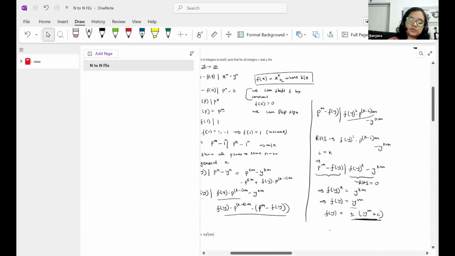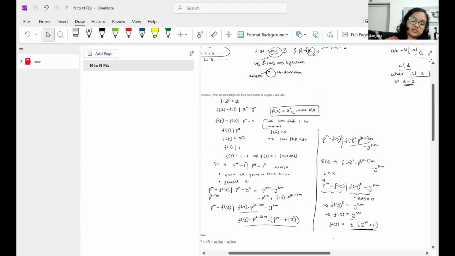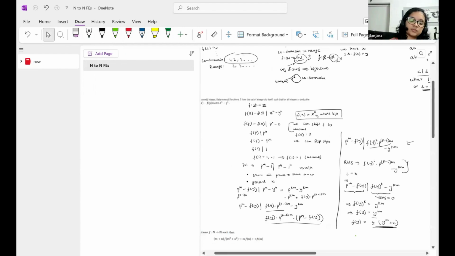So does anyone have any questions? I think the main tricky part was the subtracting idea and getting this form. So if anyone has any questions about those, please ask right now, or else we can go to the next problem. Okay, so I'll assume it's clear.